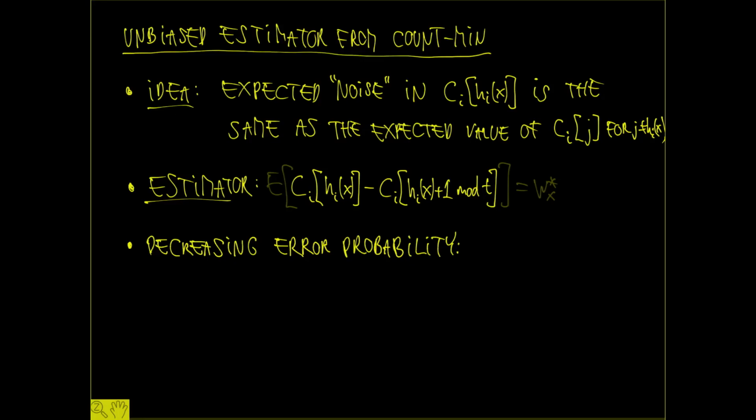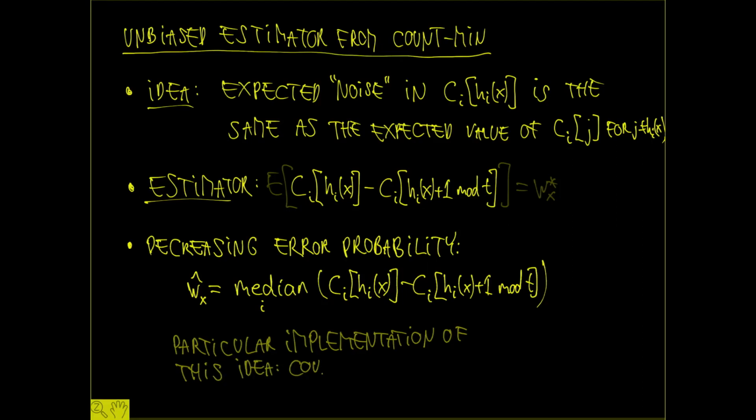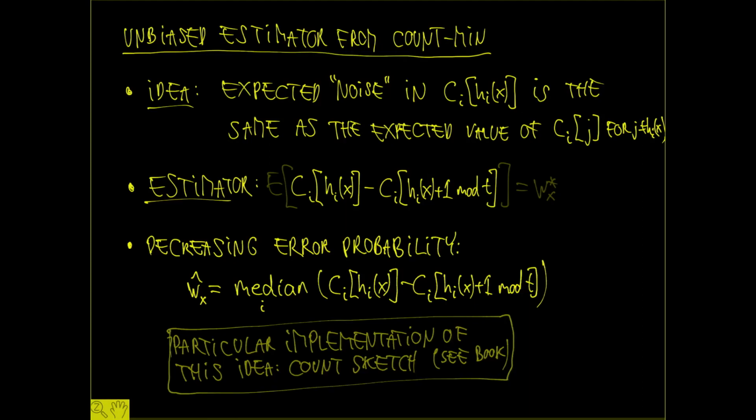combine several of these, not with minimum, because it's no longer the case that we have positive noise, but we can use the median. So it's possible to show that with high probability, again with error probability exponentially small in d, the median is going to be close to the expectation. A particular implementation of this idea is a so-called count sketch, which is described in the book, but is not part of the curriculum for this course.